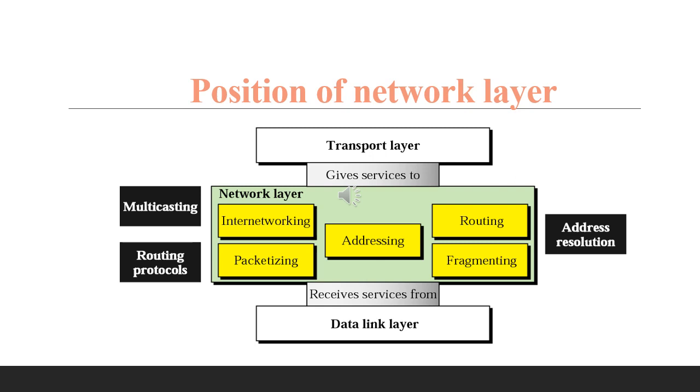Talking about the position of the network layer, it is the third layer from the bottom. The transport layer gives the data to the network layer, and the network layer transfers the data to the data link layer at the sender end, whereas it receives the data from the data link layer and transfers the data to the transport layer. It has the responsibility of node to node delivery.